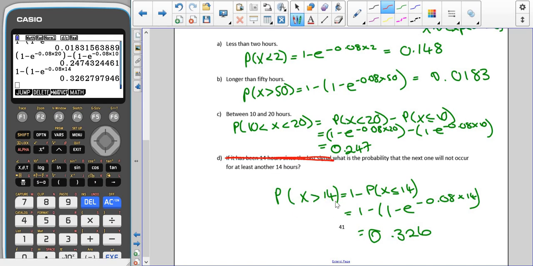So then we're looking at the probability that x is more than 14, which is the same as 1 minus the probability of x being less than or equal to 14, which again gives us 1 minus, in a bracket, 1 minus e to the minus 0.08 times 14, which gave us 0.326, okay? So this bit of information here didn't make a difference to what we ended up doing here because the exponential distribution has no memory.